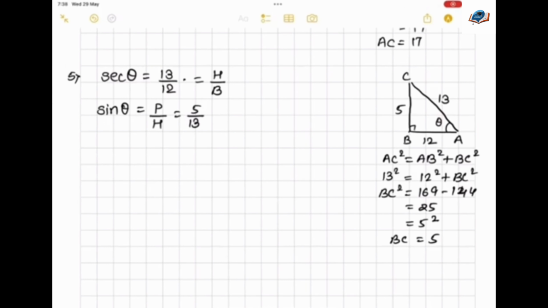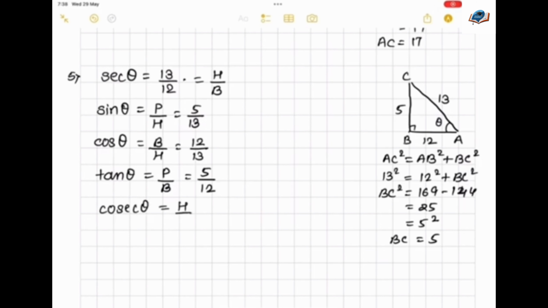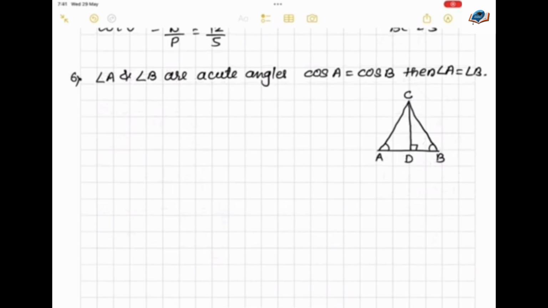Now sin theta will be equal to perpendicular upon hypotenuse. So that will be 5 upon 13. So cos theta will be base upon hypotenuse, so that will be 12 upon 13. Tan theta is perpendicular upon base, so that will be 5 upon 12. Now cosec theta will be the opposite of sine, so h by p, so 13 by 5. And cot theta will be the opposite of tan theta, so base upon perpendicular, so 12 upon 5. So all the relations are achieved.